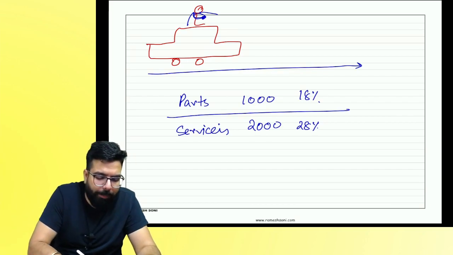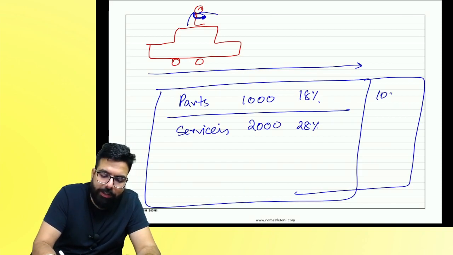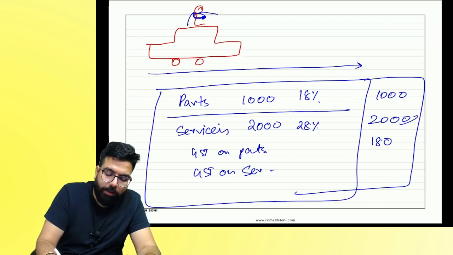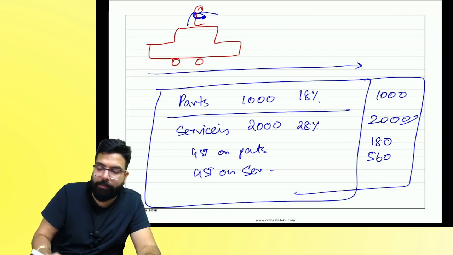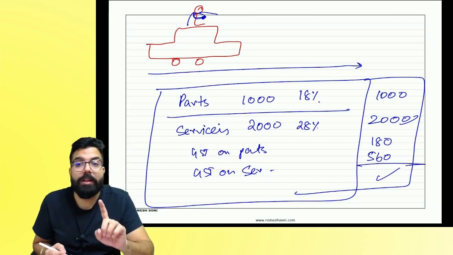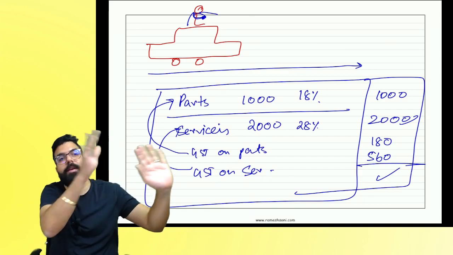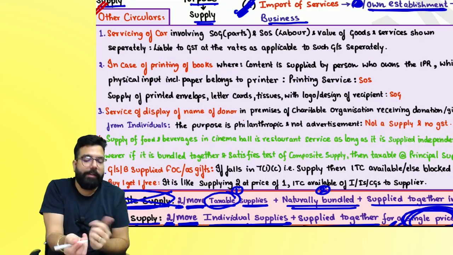Separate. So they will make one bill. They will show parts 1,000 rupees, servicing 2,000 rupees, GST on parts 180 rupees, GST on servicing at 28% means 560 rupees, right? That's all. And they will make the bill. Will they apply separate GST? Yes, it is separate supply. Separate GST. That's all the clarification which came.